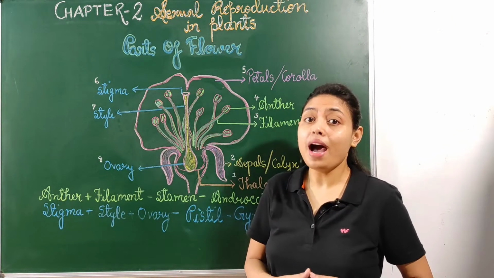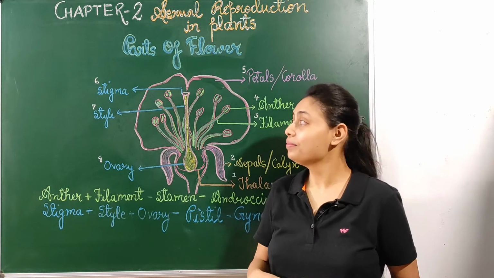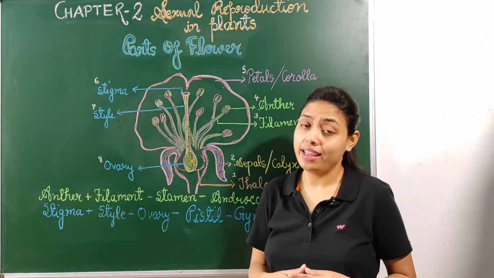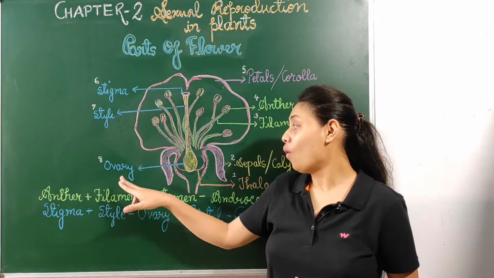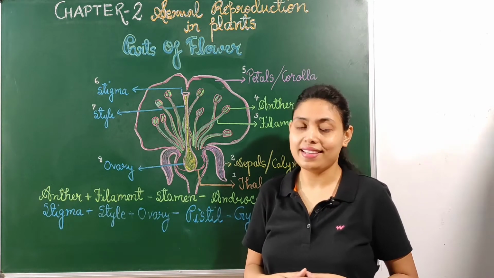Stigma. Stigma acts like a landing place for the pollens. Style. Style is a long tube which connects stigma and ovary. Ovary. Ovary is a place where ovules are present.